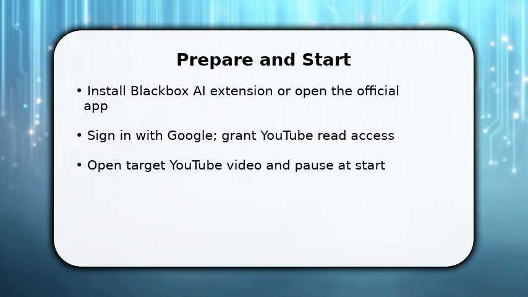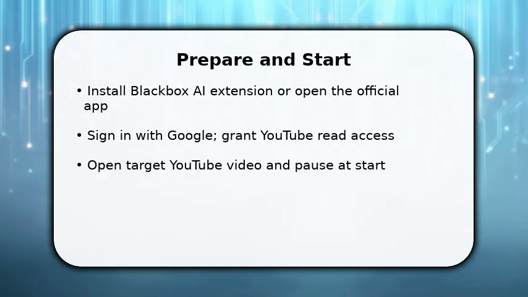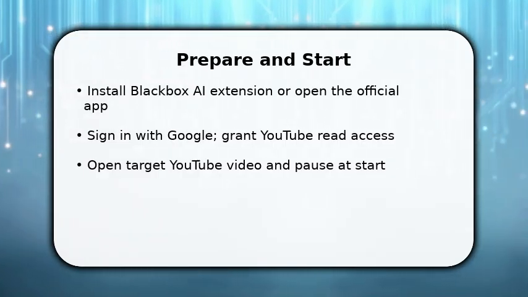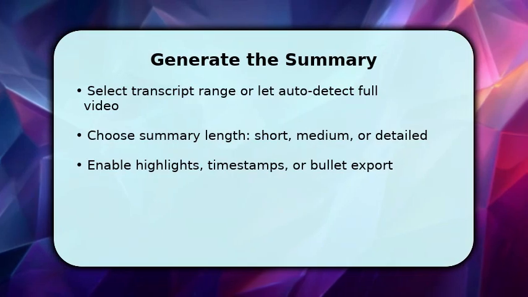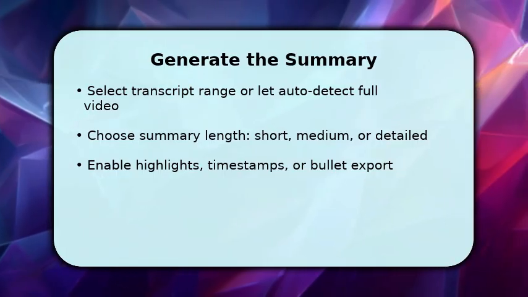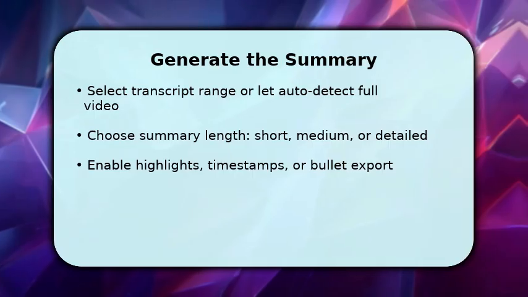transcript. Next, click the Blackbox icon or press its shortcut to begin extraction. This triggers the tool to fetch captions and timestamps automatically. Now direct Blackbox to the portion you want summarized. You can drag-select a transcript range or let it auto-detect the whole video.